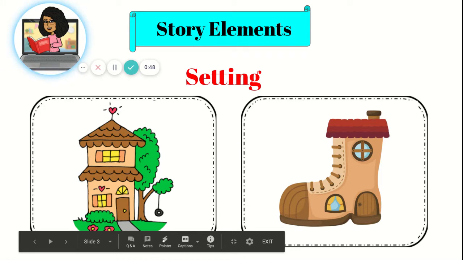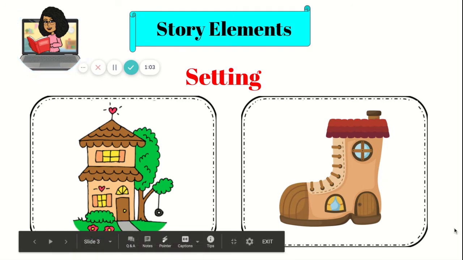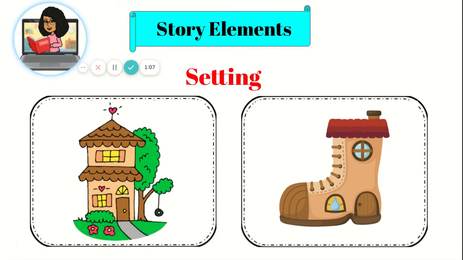Another story element is the setting. Some writers use real settings like houses and cities and parks, and some writers use pretend settings like shoes and imaginary places that don't really exist. As you listen to the story Owen, think about the settings that Kevin Henkes uses in his story.